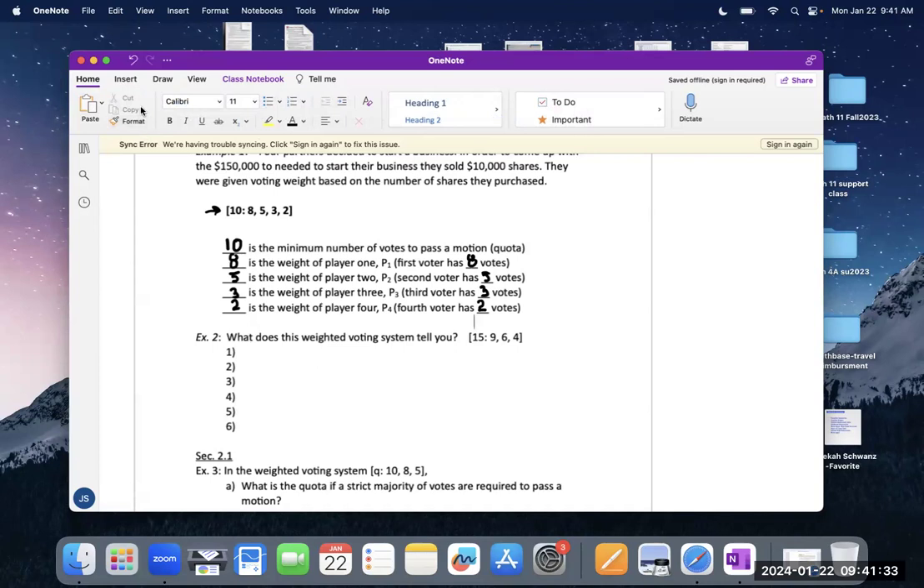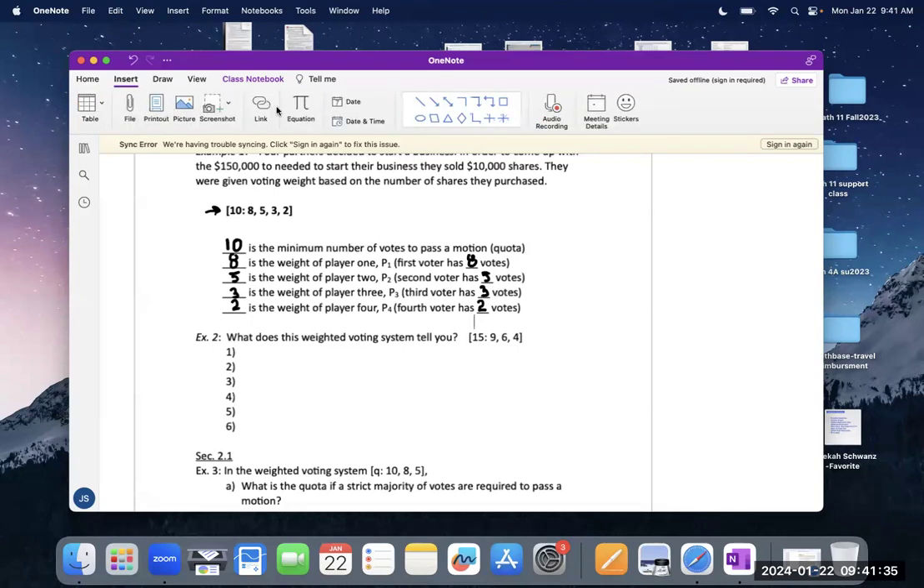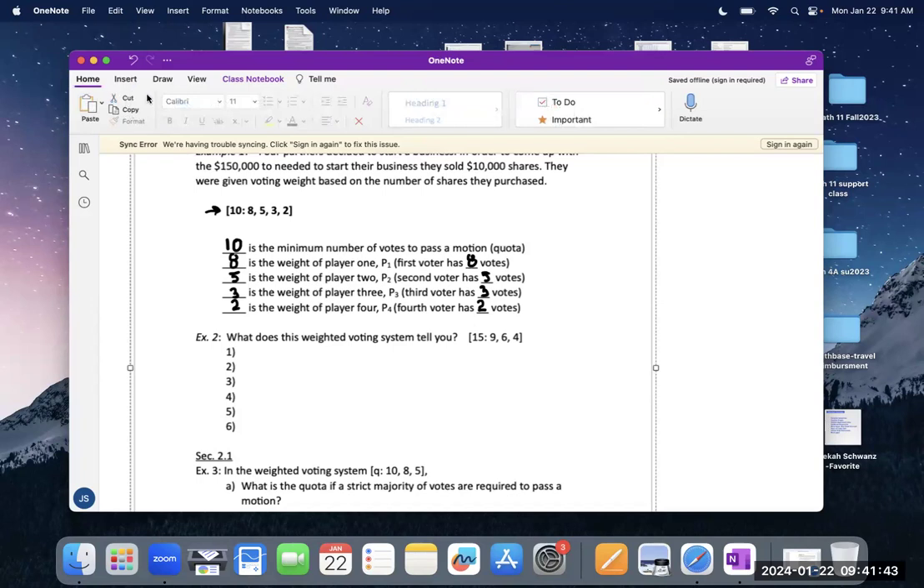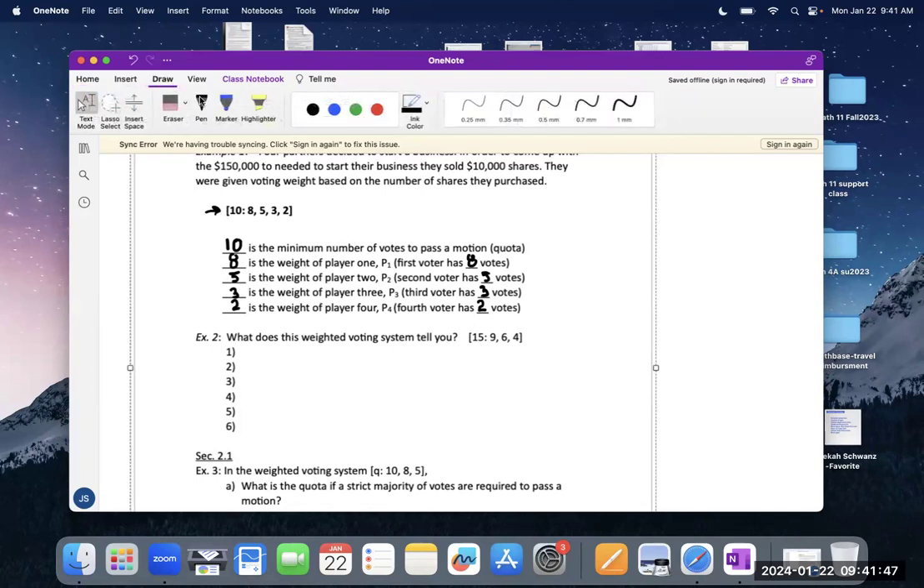I think I put a text box in. I could remember how to do that really quickly. Or maybe I can't. Okay.